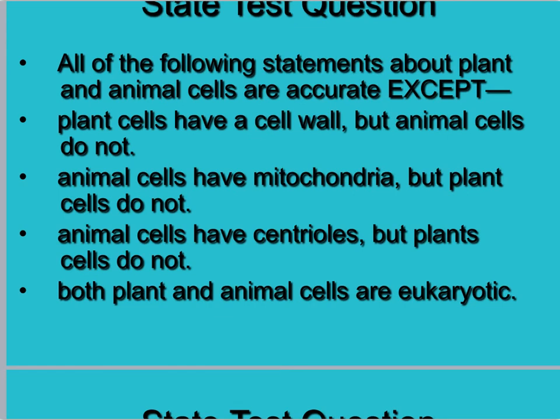So all the following statements about plant and animal cells are accurate except, so you're looking for the inaccurate or false statement about plant and animal cells. Plant cells have a cell wall, but animal cells do not. That is true. Animal cells have mitochondria, but plant cells do not. Mitochondria? Yeah, plants need that too. So this is going to be your false statement, but let's look at the others. Animal cells have centrioles, but plant cells do not. That is true. And both plant and animal cells are eukaryotic. That is true. They both have a nucleus.